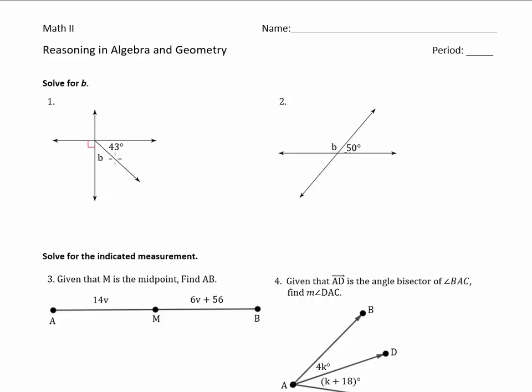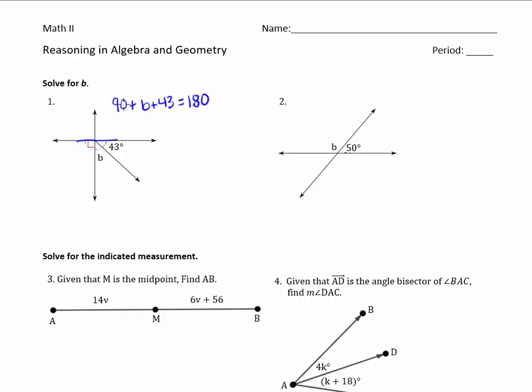We do know that this angle right here is 43 degrees, and this red mark means that this angle right here is 90 degrees. If we take a look at this line right here, this is a straight line, which means that the whole thing has to be 180 degrees. So if this one is 90, and this one is b, and this one is 43, if I add all three of those up, they have to equal 180. So we've got 90 plus whatever b is, plus 43. That has to make up 180.